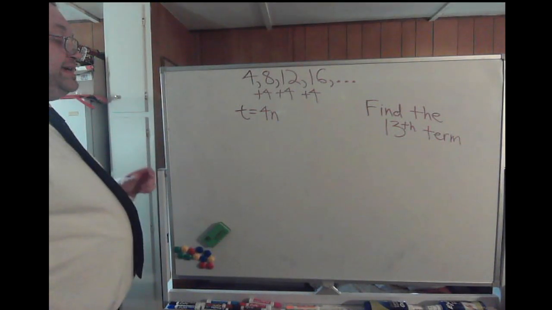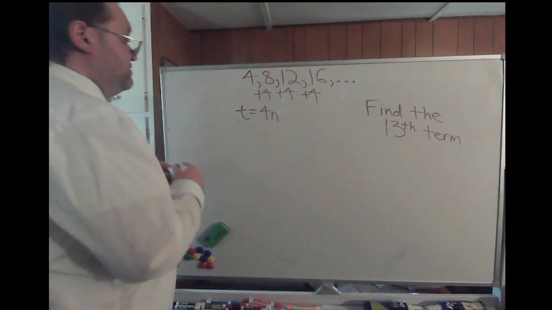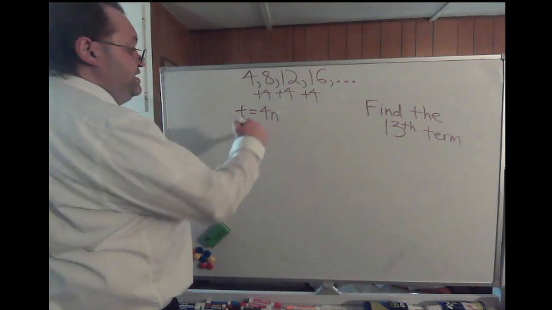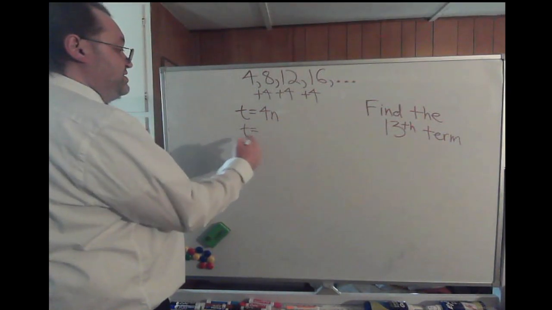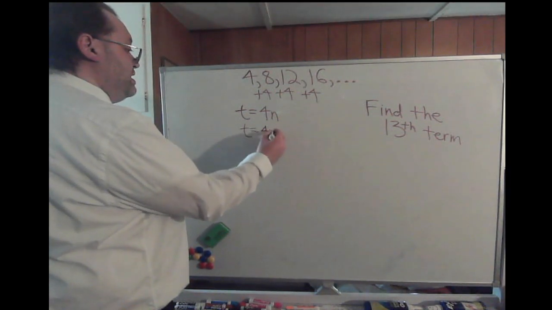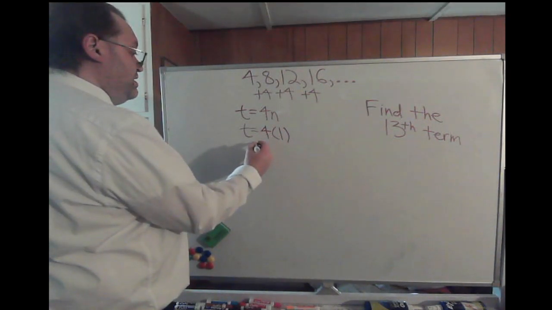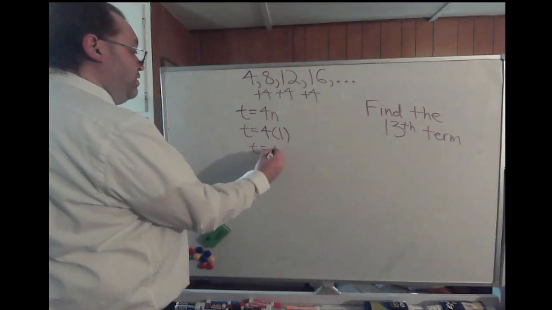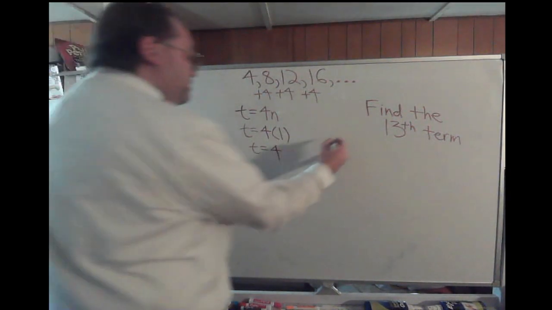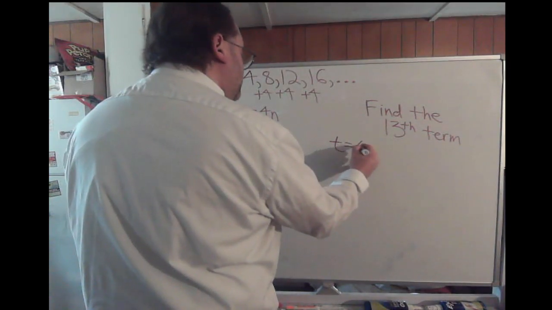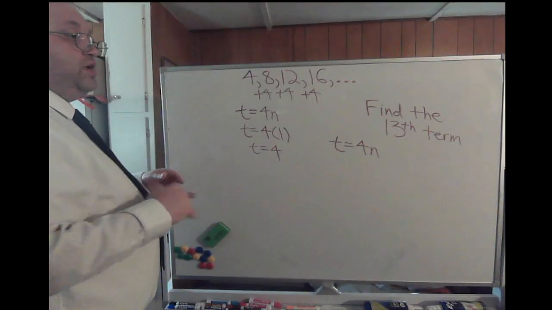We need to see if we need to add any additional factors to this equation. What you would do is figure out your first term. So you'll do 4 times your first term, which is 1. That'd be 1 for n. And it looks like you just get 4. So you don't need to add or subtract anything to get your first term. So literally, to get what term it is, you'll just do 4n. There's nothing additional to subtract or add.